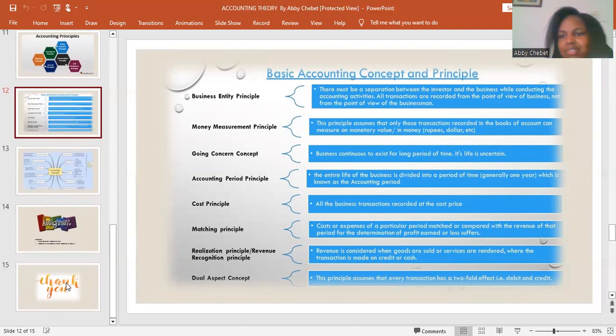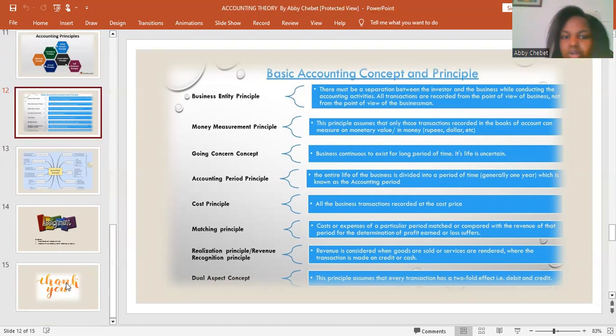Okay, we're almost coming to the end of our lesson. The first one is the business entity principle. There must be a separation between the investor and the business itself. It means the transaction should be recorded from the point of view of the business, not from the point of view of a businessman, okay? There's the money measurement principle. This assumes that only transactions recorded in the books of accounts are supposed to be measured in monetary value, okay?